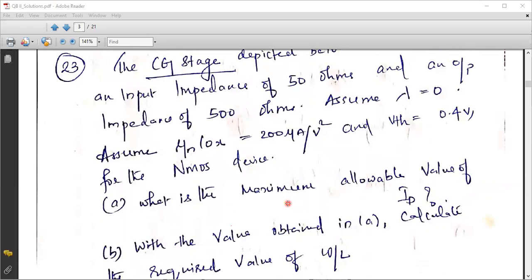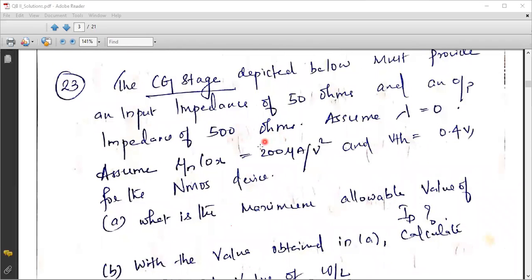Already I have shared the question bank in your classroom. So if you are unable to write the question fully, it is not a problem. You can mention the question number, write the given parameters, and start solving it.